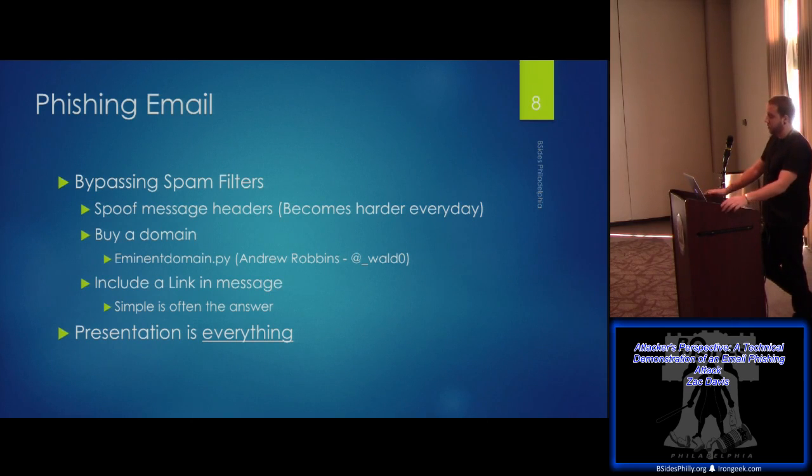At DerbyCon 6 this year, Will Schroeder and Sean Metcalf, in their Evil Corp talk, covered this. Definitely recommend checking that out if you haven't seen it. They talked about a tool that Andrew Robbins is dropping called Eminent Domain, and basically what that allows you to do is scrape Google and other information sources for recently expired domains that have been previously legitimately registered. So you could find a domain that might fit your campaign that's recently expired. You can pick it up.